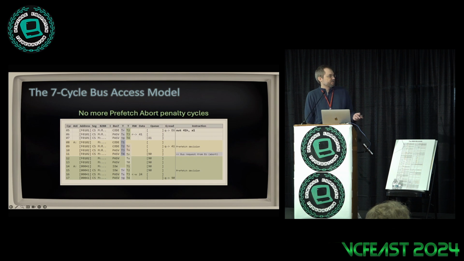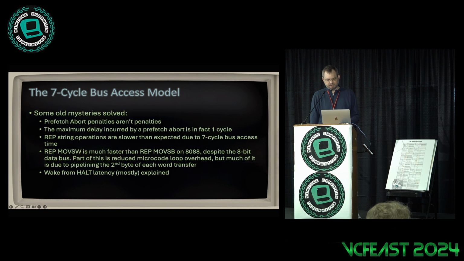Also explains some things like prefetch aborts. We used to think that these 2 cycles here were mystery cycles. You just paid them as a penalty when you had to do a prefetch abort, and that's just how it was. Well, no, there's no abort penalty. The bus interface unit checks on T4 if there is an impending request from the EU, and it immediately switches to the EU. It's not penalizing the EU at all. It just takes it 3 cycles to get going. So we're no longer being penalized. The maximum delay, because it doesn't check on T3 to abort, it only checks on T4 to abort, is that we can sometimes pay 1 cycle penalty.